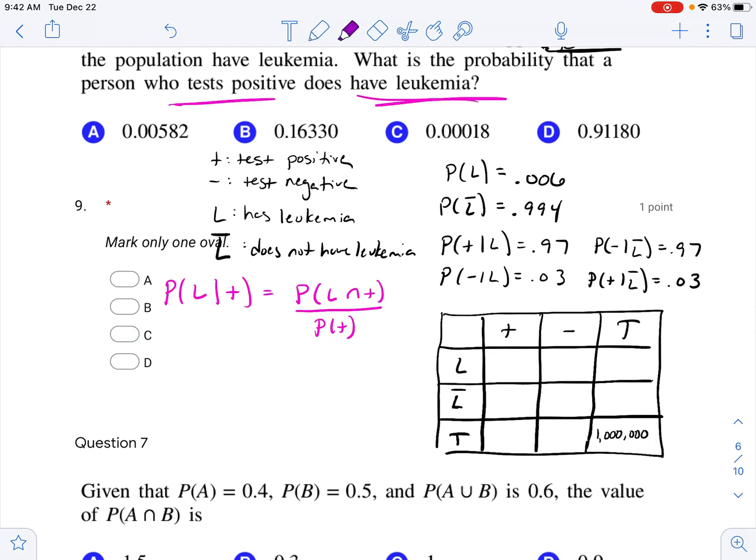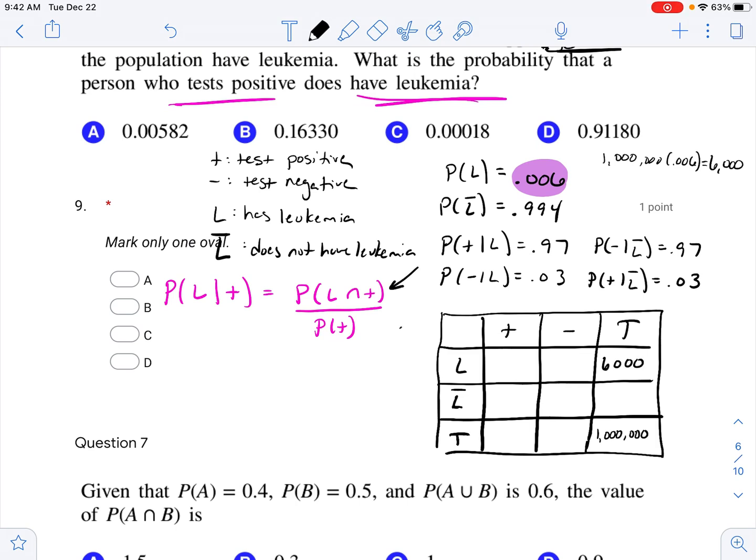Suppose we have 1,000,000 people. Now, what do we know? We know that only 0.006 of the population is going to have leukemia. So I can come up with the total number of people who have leukemia. Here's leukemia. Here's the total number who have it. To get that number, I'm going to take my population of 1,000,000 and multiply by 0.006. It ends up being that 6,000 people out of the 1,000,000 would have leukemia. So I've got that number now.